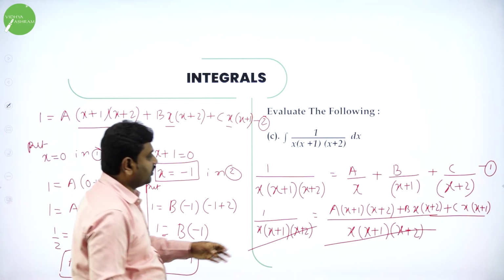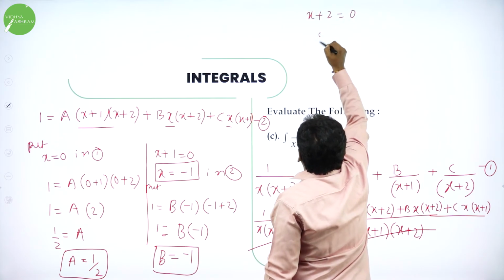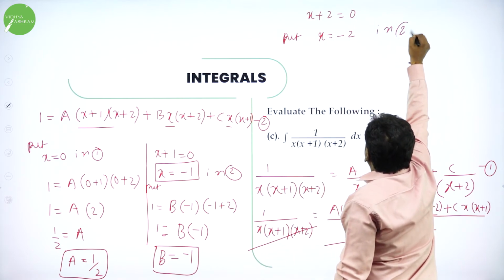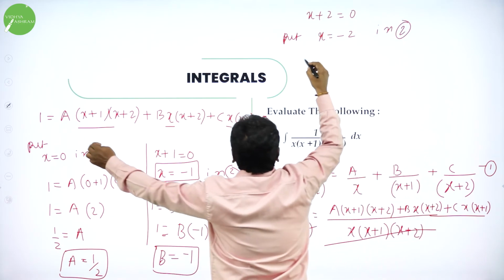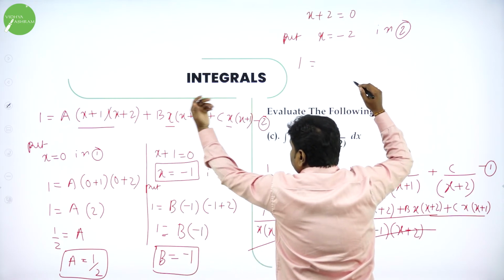What is the third factor we have? X plus 2. So when you take x plus 2 as 0, x will become minus 2. So put x is equal to minus 2 in equation 2, or wherever x plus 2 is there, drop it. Equation 2 LHS is 1. Here I have x plus 2, leave it.